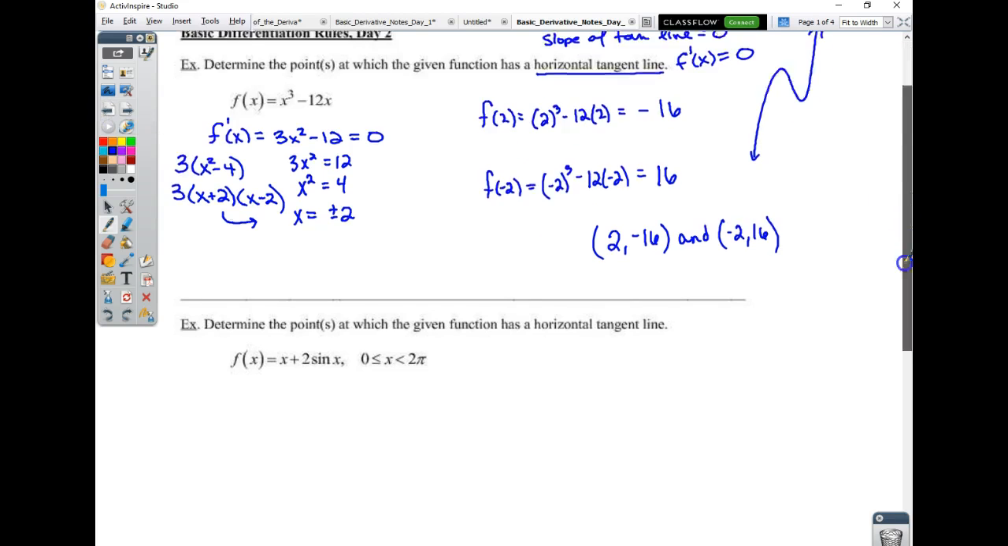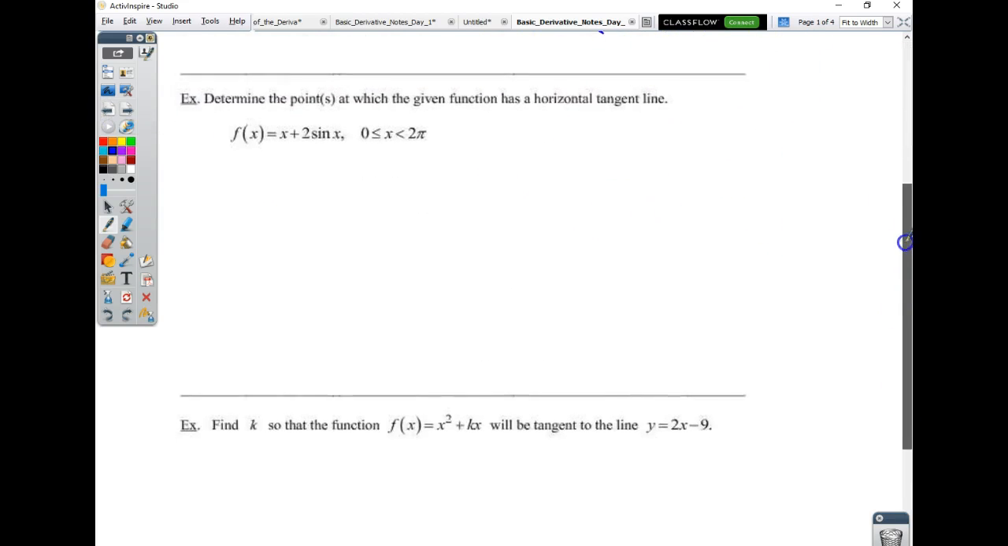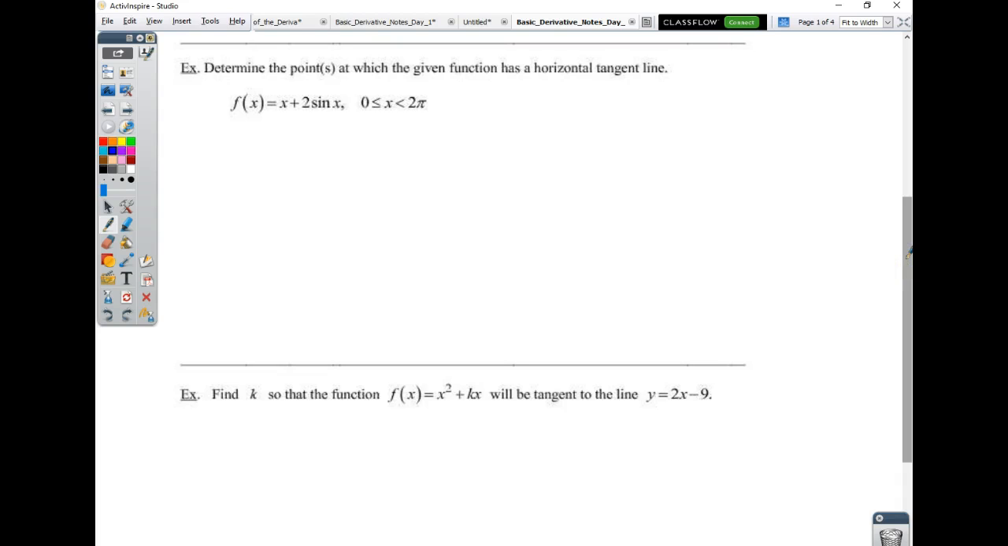Now I have room. Second question. Determine the points at which the function given has a horizontal tangent line. F of x equals x plus 2 sine of x, from 0 is less than or equal to x less than 2 pi.